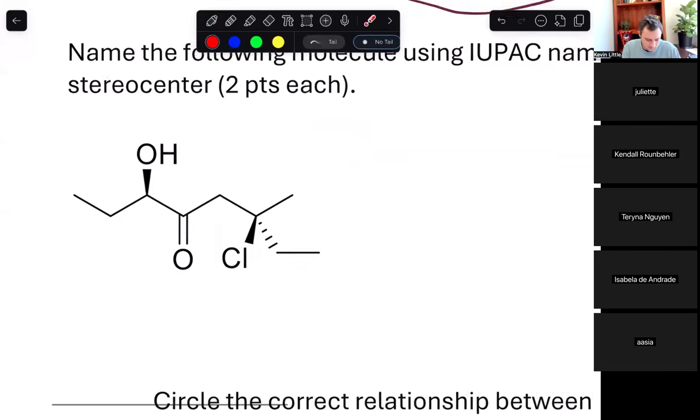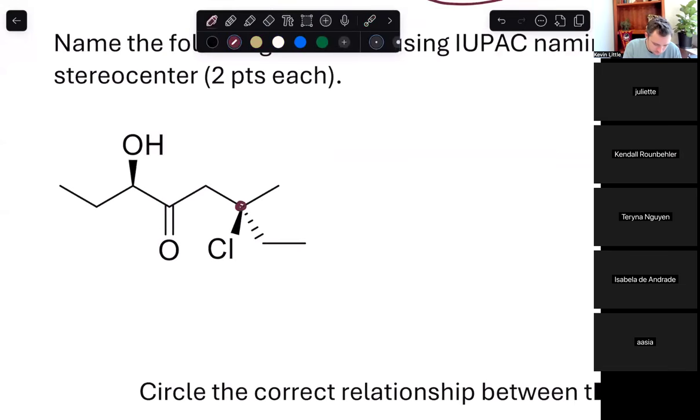Let me do this chiral center. So we've got 1, 2, 3, and 4. What's the problem here? 4 is not on a dash or a wedge, right? If it was on a wedge, that'd be fine too. But since it's on a flat, I can't do my R and S notation. So I've got to rotate my bond.